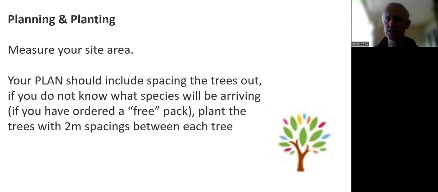What I would suggest is that if you don't know the species and you can't recognize the species when they arrive, just plant them at 2 meter intervals between them along the area that you want the trees to be established in, allowing the trees not only to form a single line, but also maybe having a double line that's offset from the first line. So that's where the second line sits between the middle of the first line.